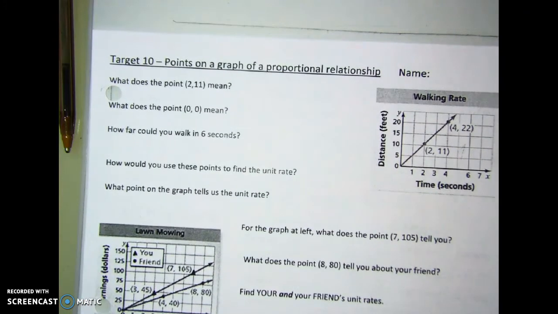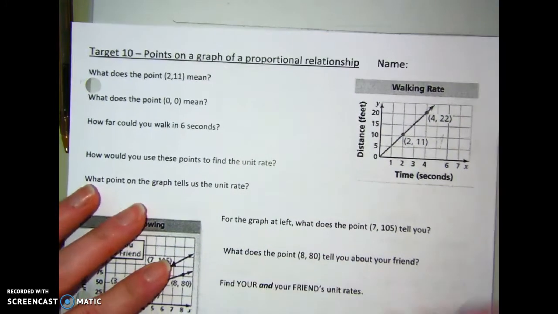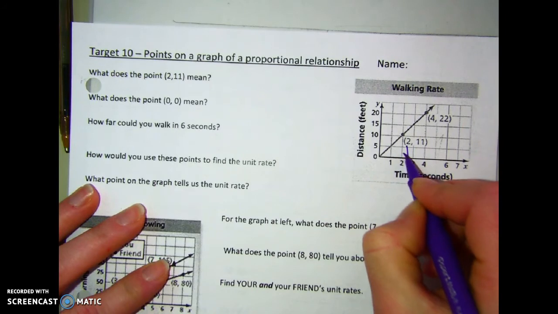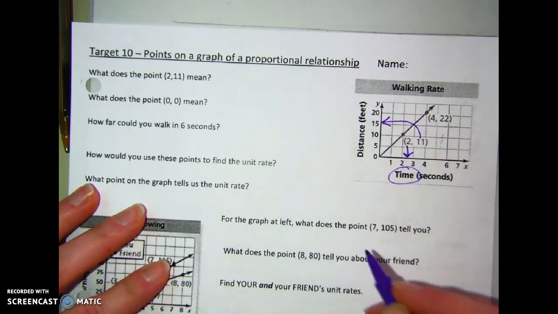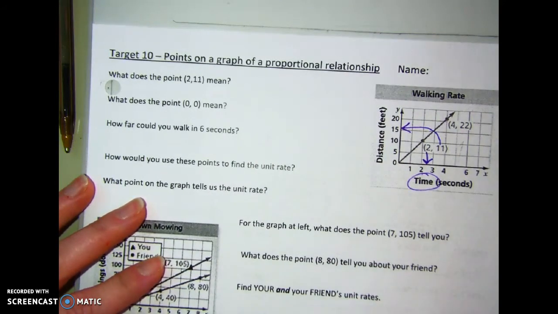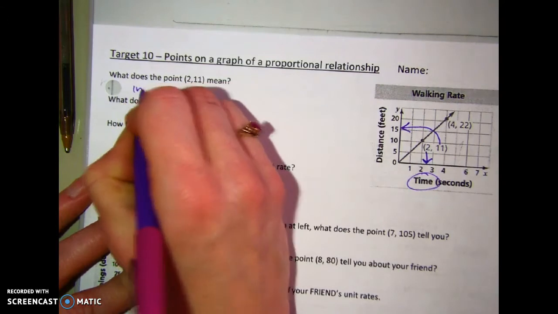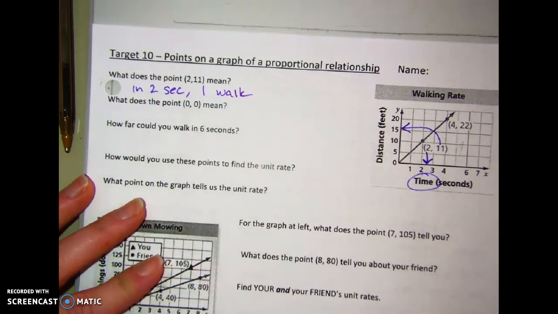So it says, what does the point 2, 11 mean? Well, again, this is just reading the points from the graph. If I look at the labels, the 2 is the x, so it is time. The 11 is the y, so it is distance in feet. So 2, 11 means, let's see, I'm walking here. In 2 seconds, I walk 11 feet.